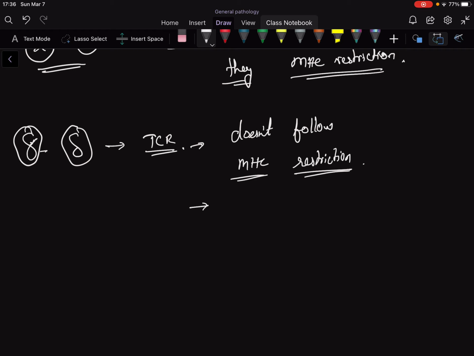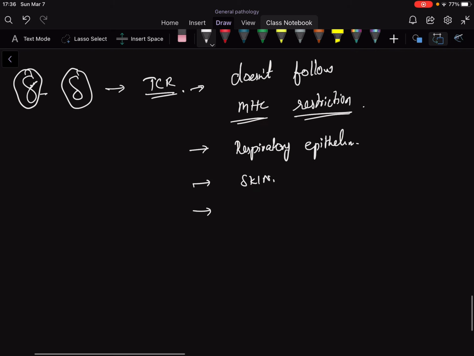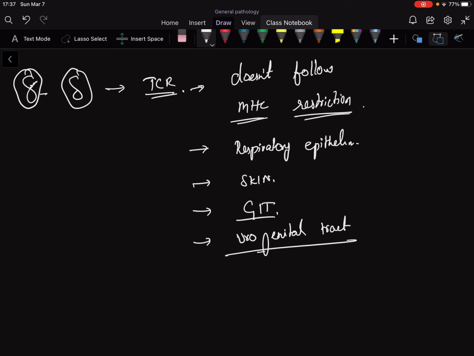So where are these types of lymphocytes present? They are mainly present in the respiratory epithelium, the skin, gastrointestinal tract, and urogenital tract.